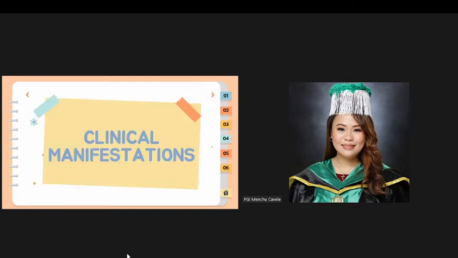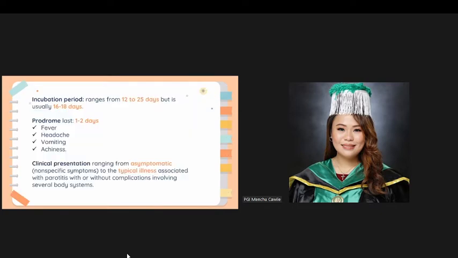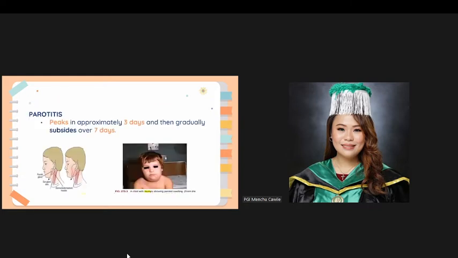For the clinical manifestations, the incubation period ranges from 12 to 25 days, but is usually 16 to 18 days, with a prodrome lasting 1 to 2 days, which consists of fever, headache, vomiting, and achiness. Clinical presentation ranges from asymptomatic to typical illness associated with parotitis with or without complications involving several body systems. The parotitis peaks in approximately 3 days and then gradually subsides over 7 days.